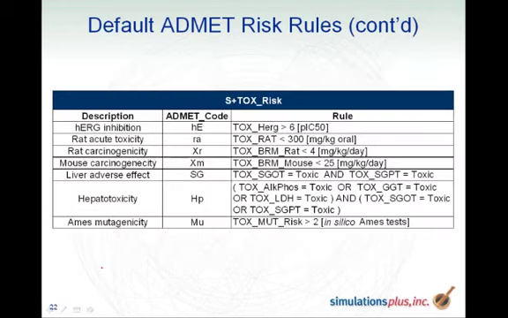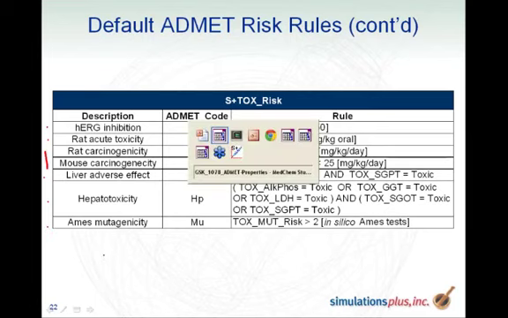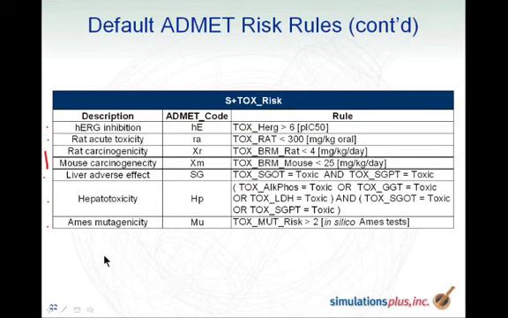And then finally, our Admet Risk rules for toxicity. So we have a hERG rule, rat acute toxicity, rat and mouse carcinogenicity, liver adverse effect, hepatotoxicity, and then finally Ames mutagenicity. So let's just look at a few of these examples again in Medchem Studio.